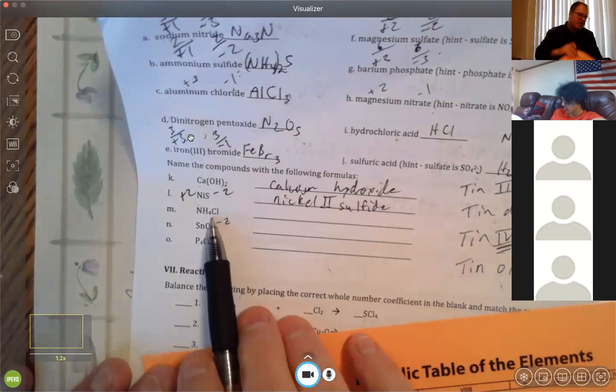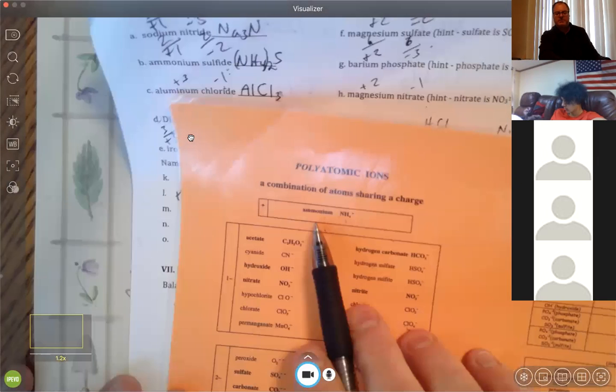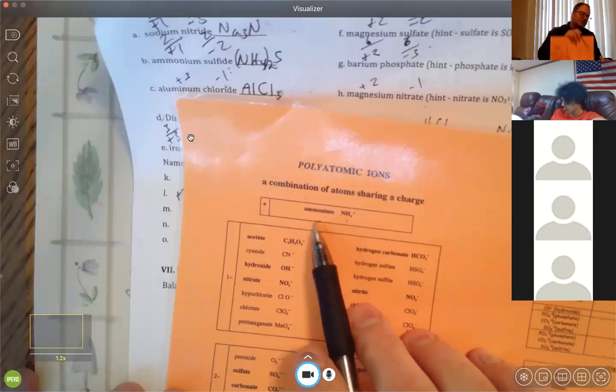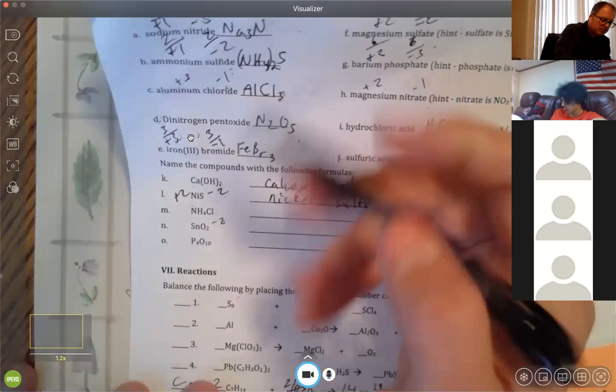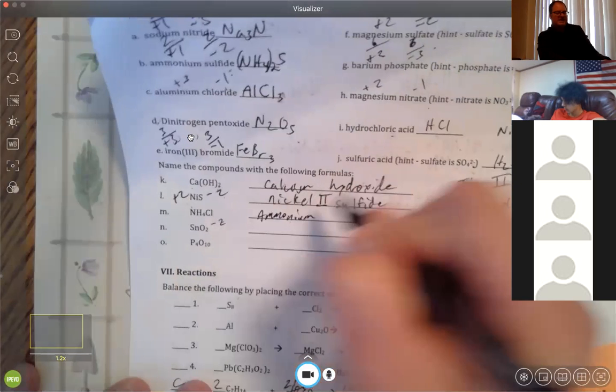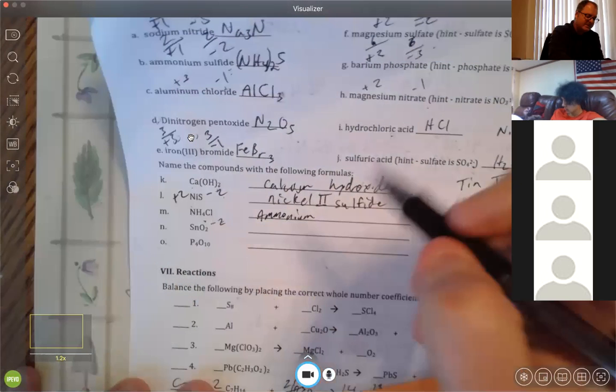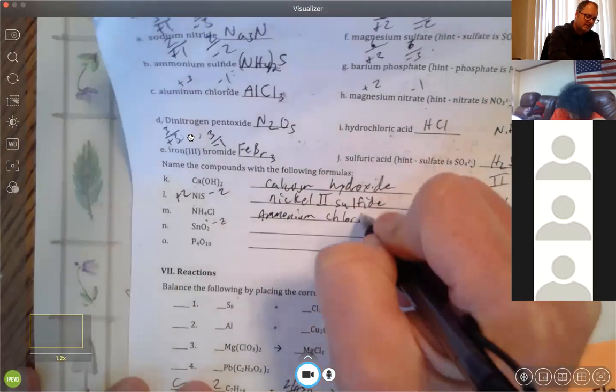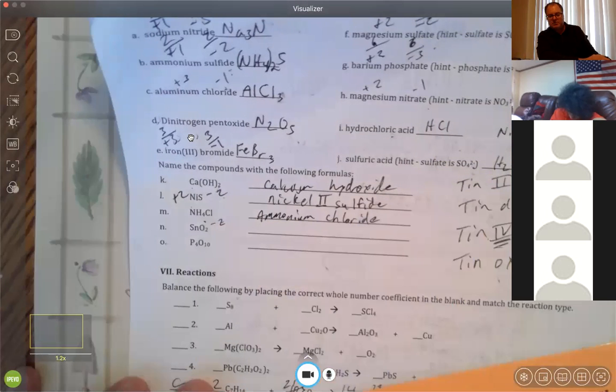NH4, that's more than 1 atom. So we look at the back of the periodic table. That's ammonium. Cl is chlorine, but since it's being written second, we change the ending to IDE. It becomes chloride.